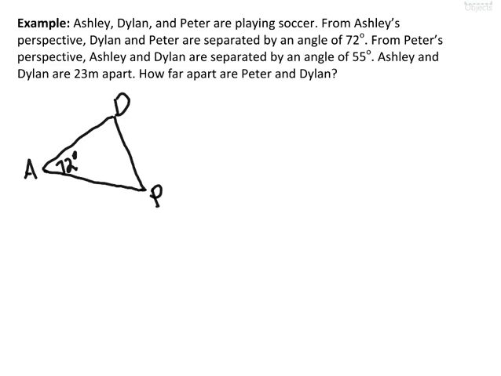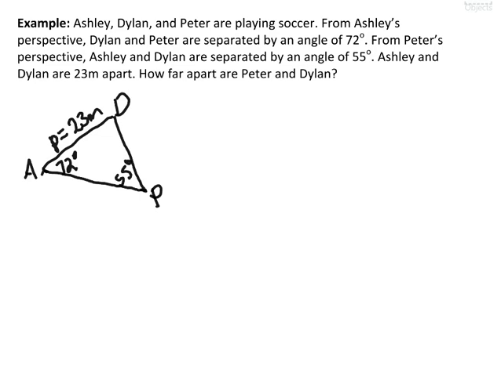That's angle A, standing for Ashley. From Peter's perspective, so that's angle P over here, Ashley and Dylan appear to be separated by 55 degrees. So he sees an angle of 55 degrees in here. We don't know angle D, the angle that Dylan sees, but we do know that Ashley and Dylan, so this side here, so this is side p, lowercase p, are 23 meters apart. I know that that side should be called p because it's opposite angle P. It's opposite of Peter's angle.